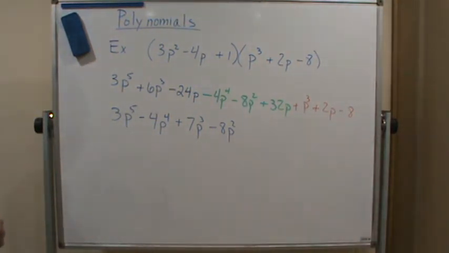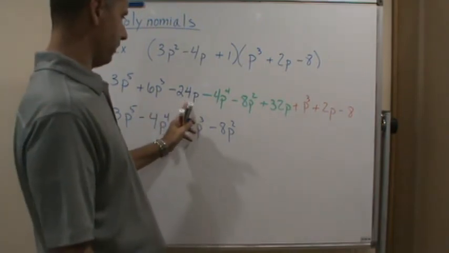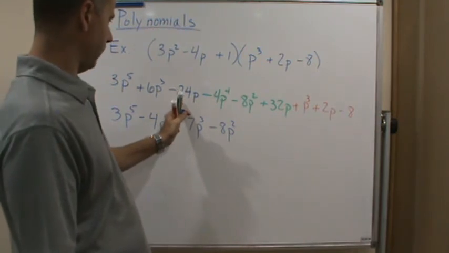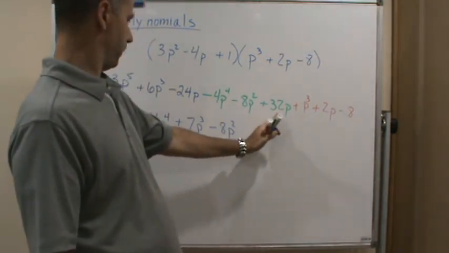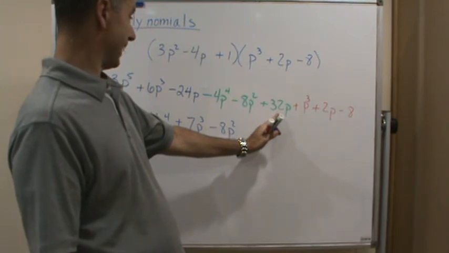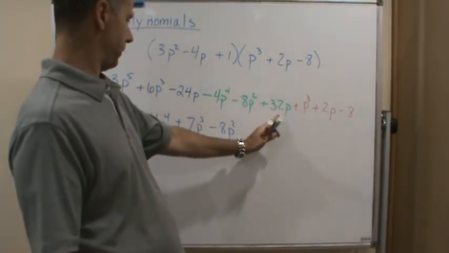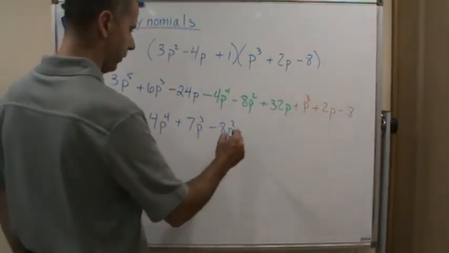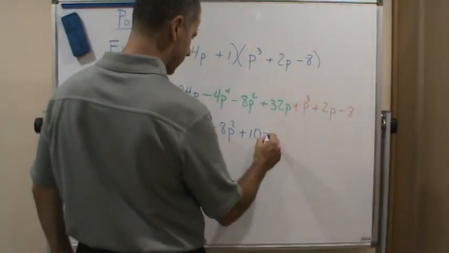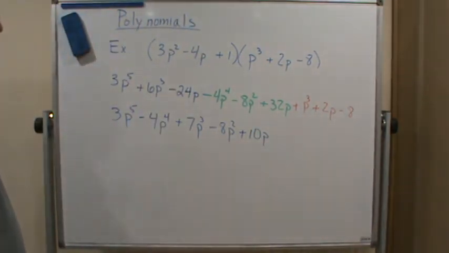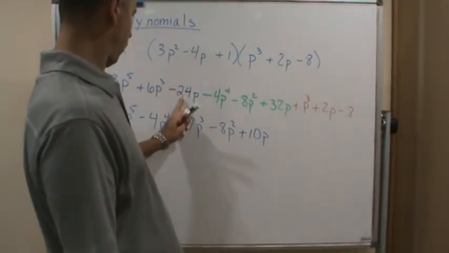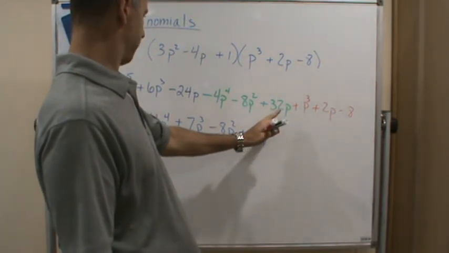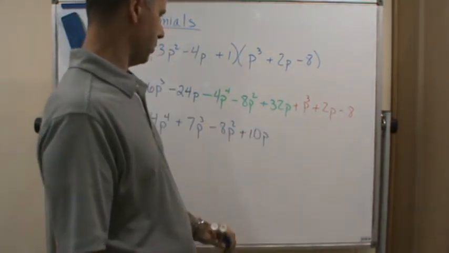And then the next one is just p's, right? I got a p here, a p here, and a p here. So I've got 3 terms. I got minus 24 plus 32, which is 8. That gives me a positive 8 plus 2, which is positive 10. So this gives me a plus 10p. Let me double check. 24 to 32 is 8. Yep, so that's a plus 8, plus 2, which is plus 10.